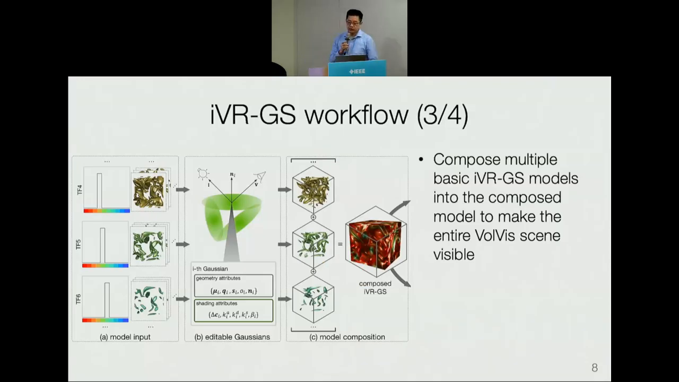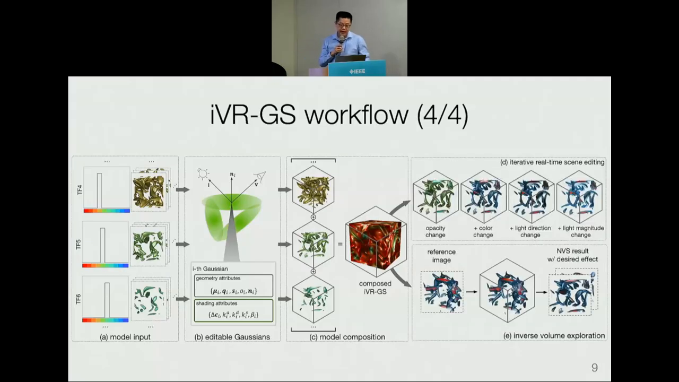So once you learn the model, at runtime you can just turn on and turn off each of the basic models. You can compose it. If you turn on everything, the volume will be fully opaque. And with that, you can do real-time, what we call scene editing, as if you are doing traditional rendering, where you can adjust those lighting parameters. And you can also do what we call inverse rendering, where given a reference image, we can use the basic model to mimic the final rendering effect.